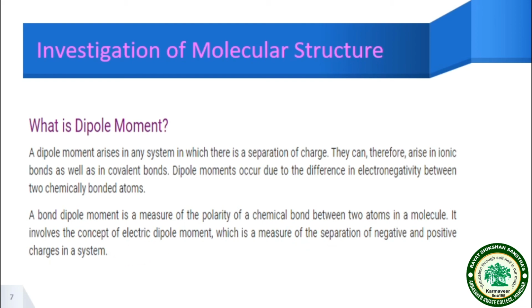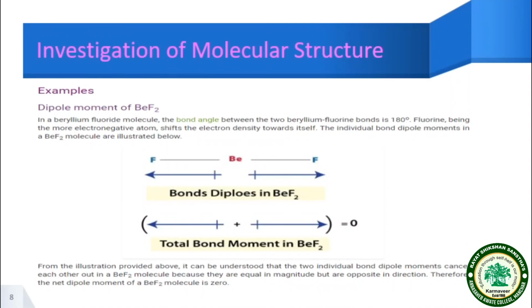As we have seen previously, one non-polar molecule is CO2, which is linear. Here we consider the BeF2, beryllium fluoride molecule. Here the bond angle between the two beryllium fluoride bonds is 180 degrees. Fluorine, being the more electronegative atom, shifts the electron density towards itself. That's why the dipole moment is represented as directing towards F. This is also directing towards F. This is the separation distance between the F and F in this particular molecule. And this is the total bond moment.